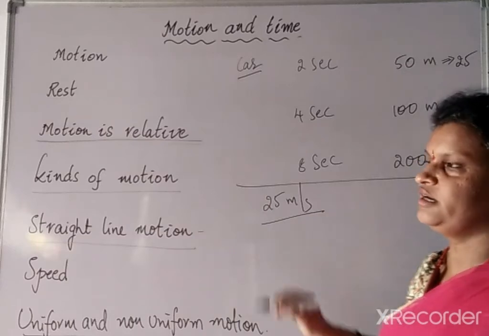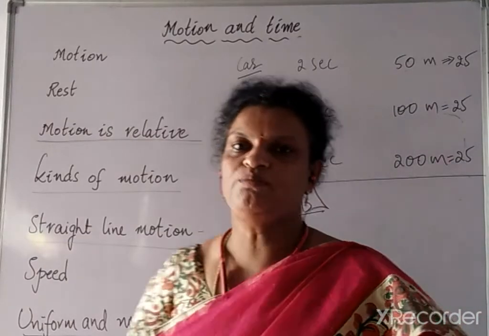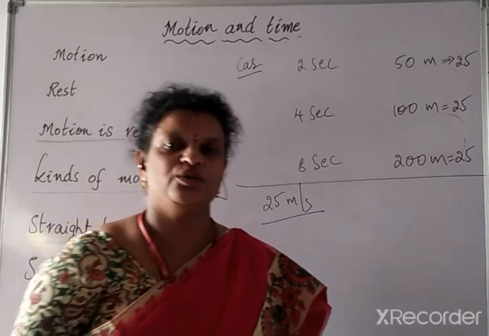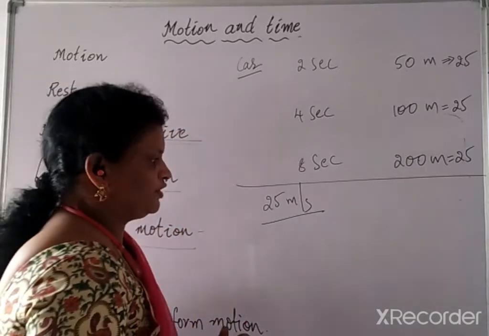So we can say that this car is in uniform motion. We can also draw a graph for this.